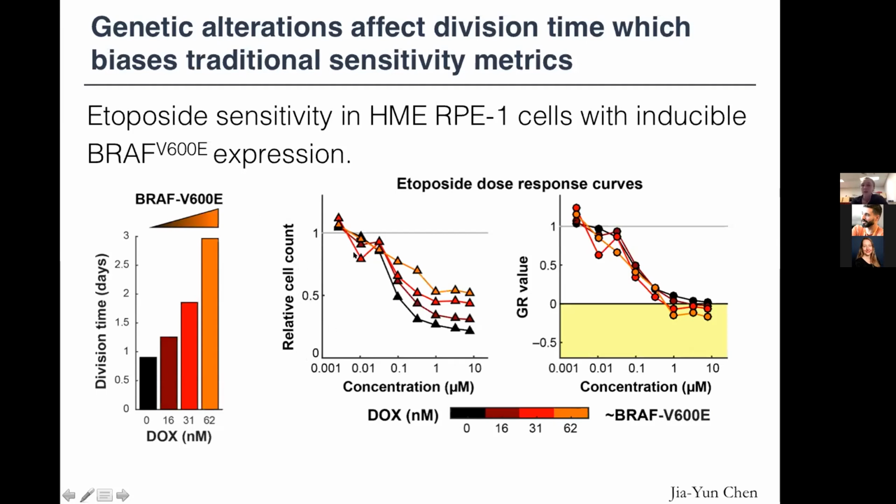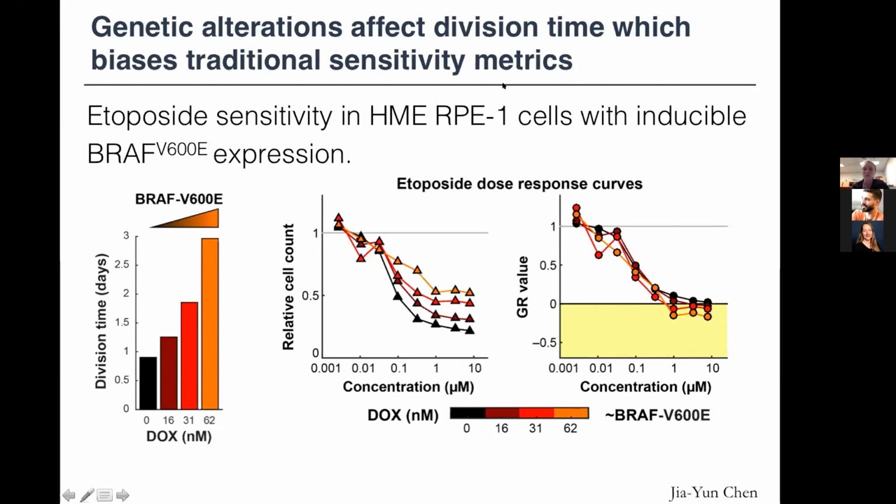And if you look at the response of these cell lines with the different expression levels of BRAF, what you see is that the cell line that is dividing the slowest appears to be the most resistant. And this is a general trend. We find systematically, not across all drugs, but across many drugs, that cell lines that are growing more slowly appear to be more resistant in general to a number of different agents. And this, of course, is not necessarily true.